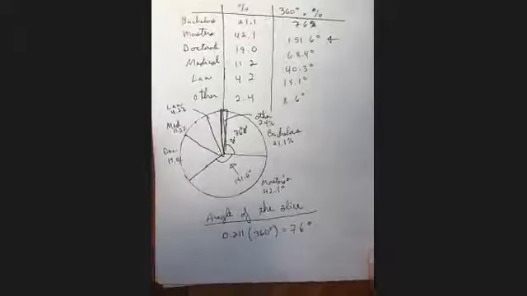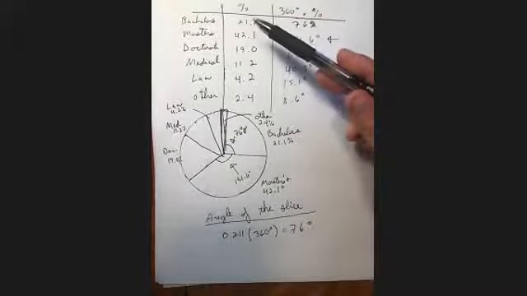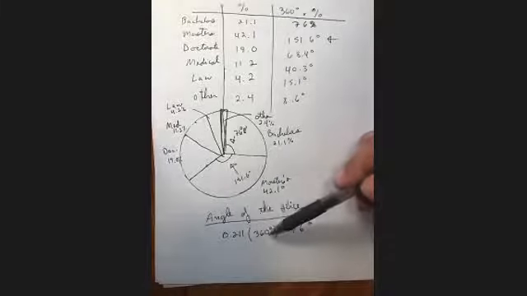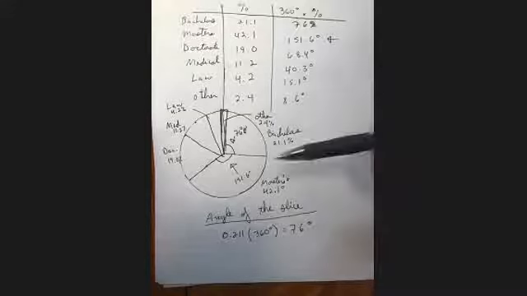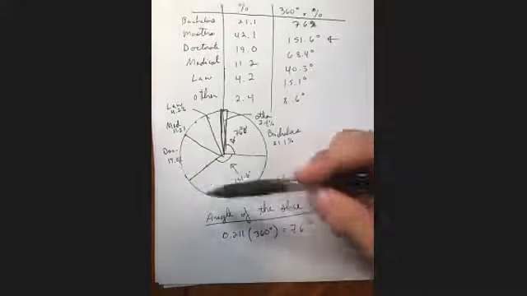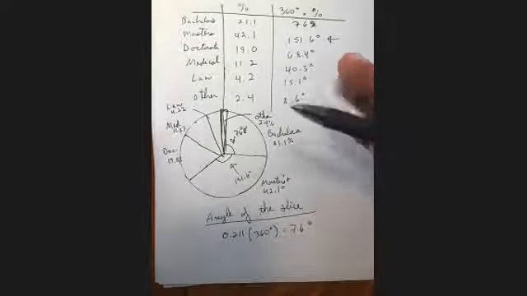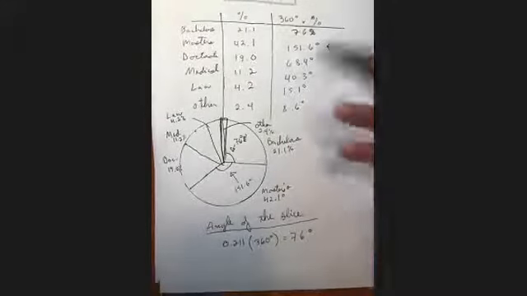So there you can see how these angles are generated. We take the percentages, write them as decimals, multiply the result by 360 degrees, and we get an angle as a result. Now, in practice, we do not draw pie charts by hand. We use software to draw these pictures for us. But it's good to know what the underlying math is.